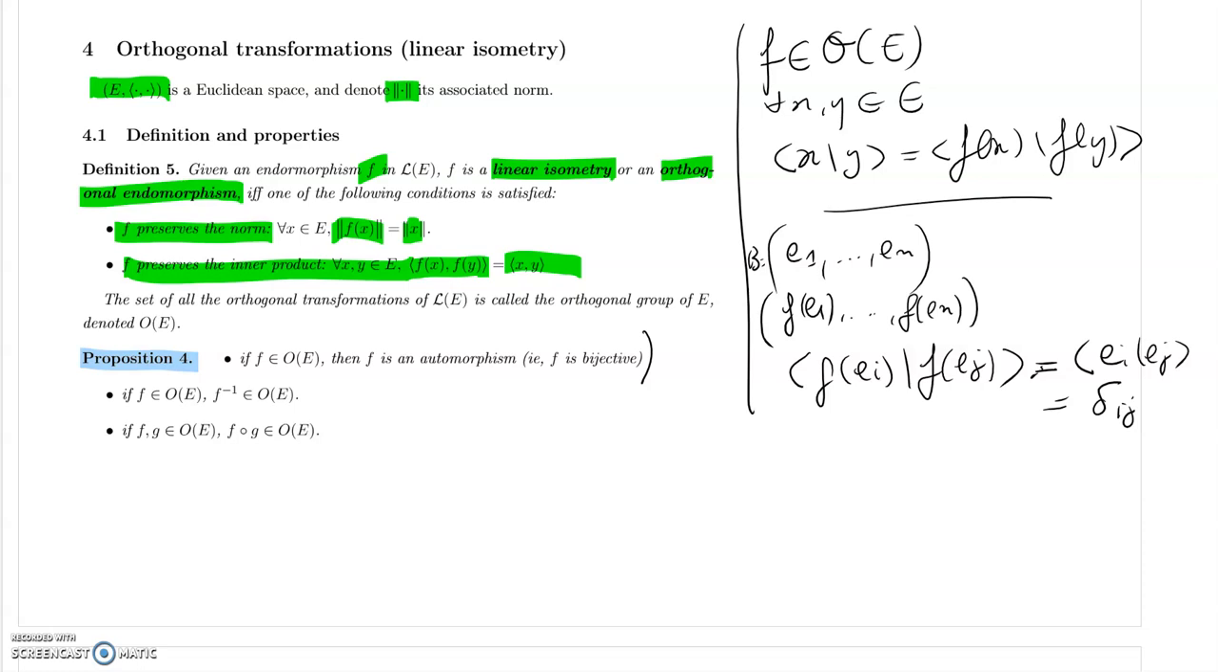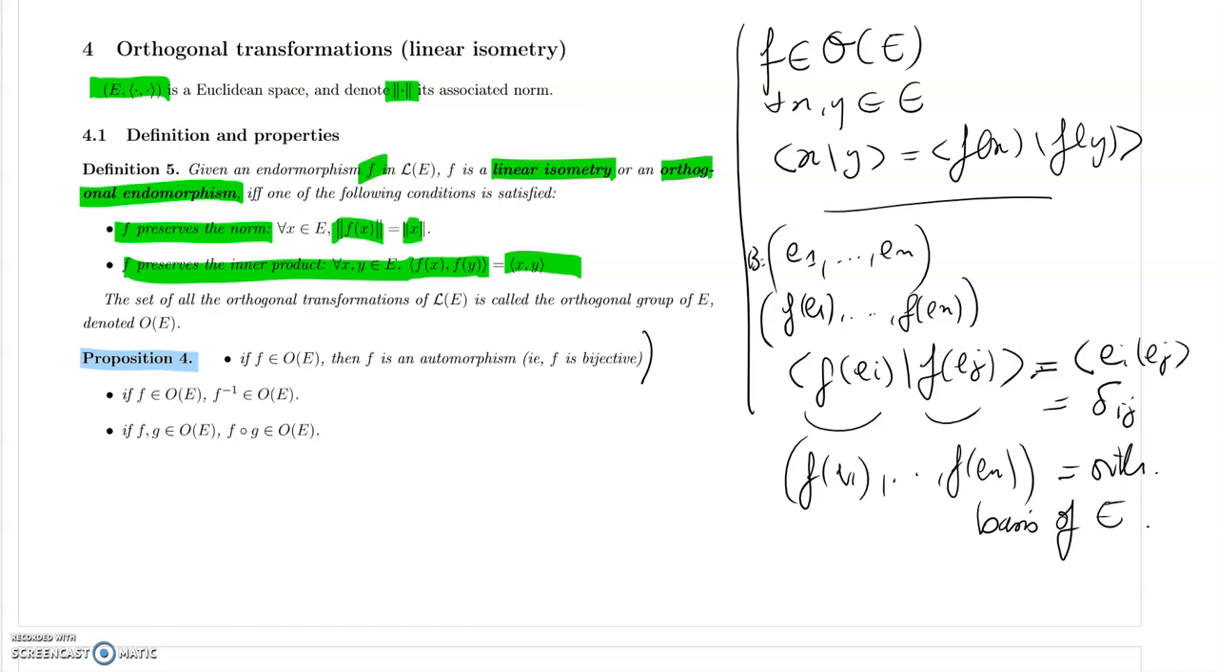So what does that mean? The vectors f of ei and f of ej have scalar product equal to 0, in other words orthogonal, if I am not considering the same i and j. And if I'm considering the same one, it means that the norm of f of ei is equal to 1. So actually f of e1, ..., f of en make an orthonormal basis of E.